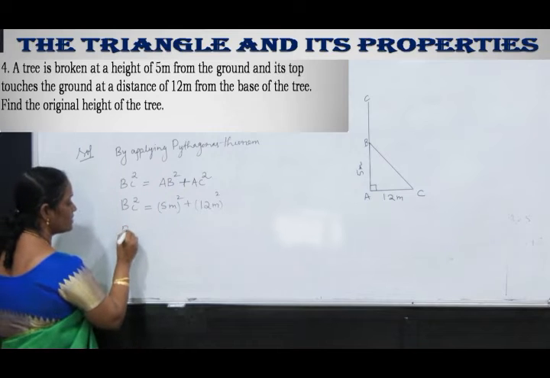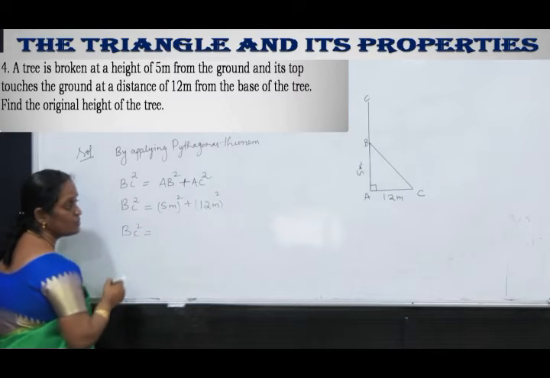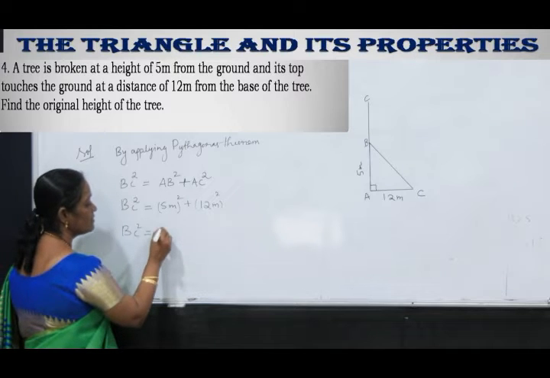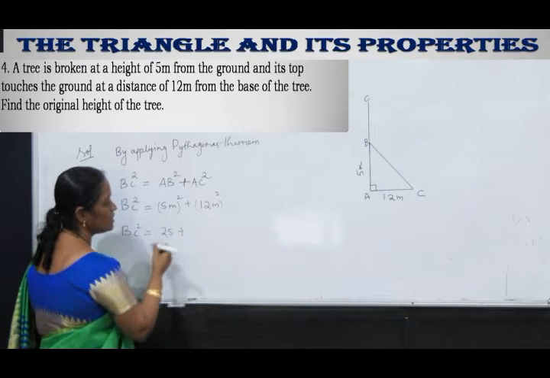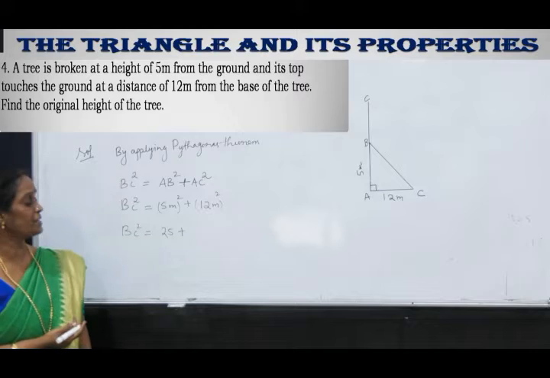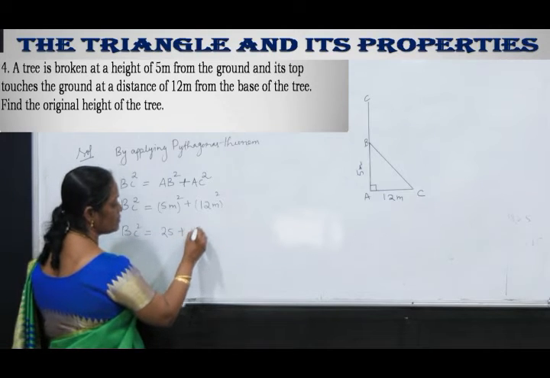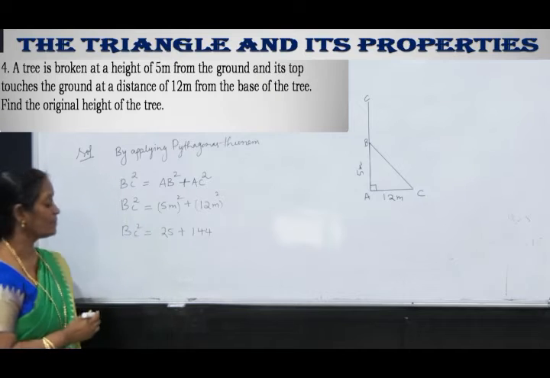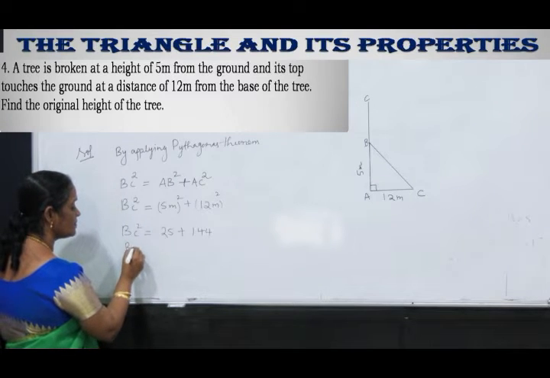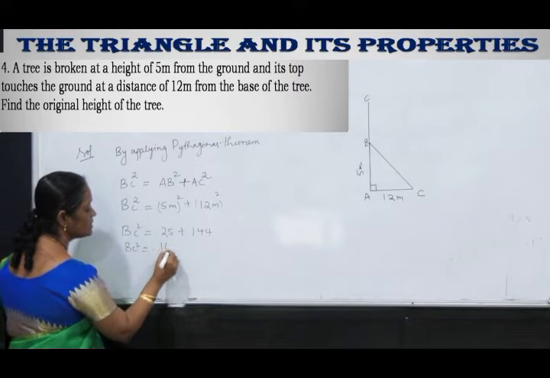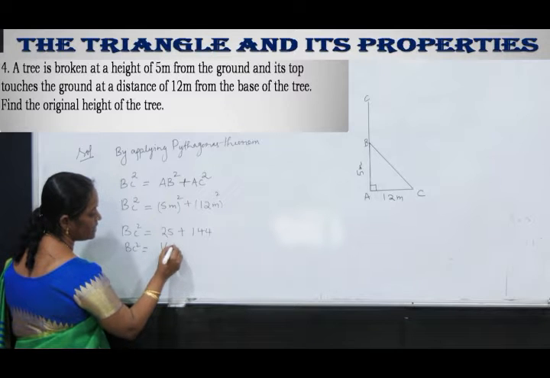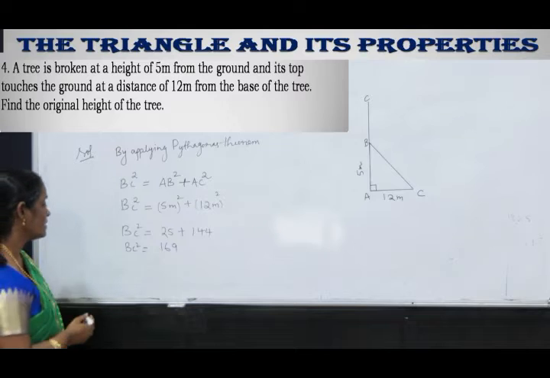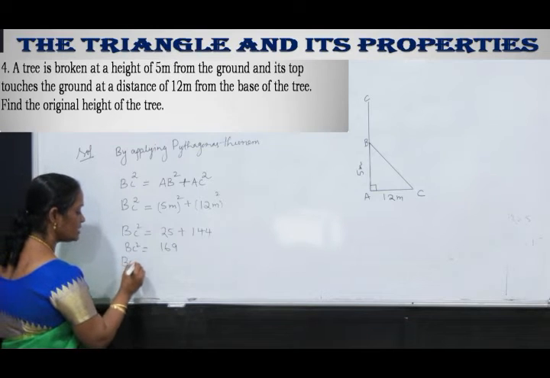So BC square is equal to 5 square, 5 into 5, that is 25. 12 square is 12 into 12, that is 144. So BC square will be 144 plus 25, it is 169. So BC into BC is 169.